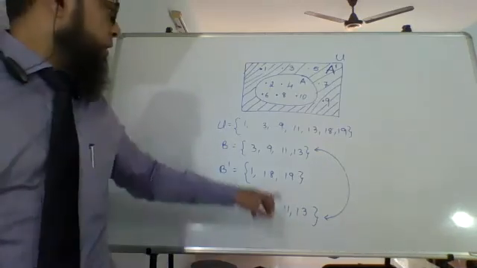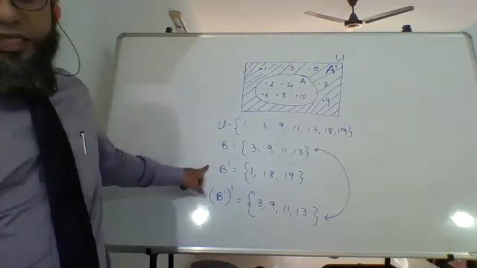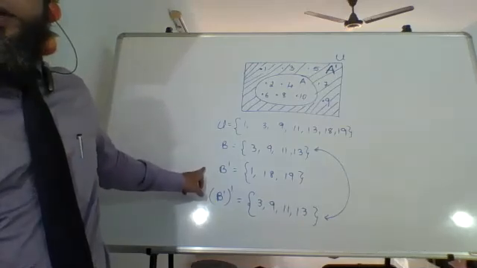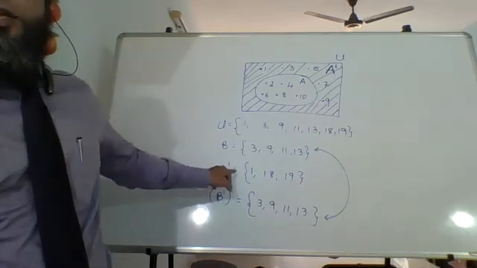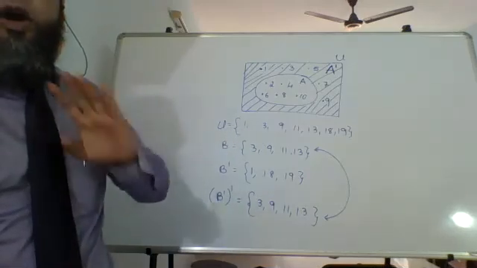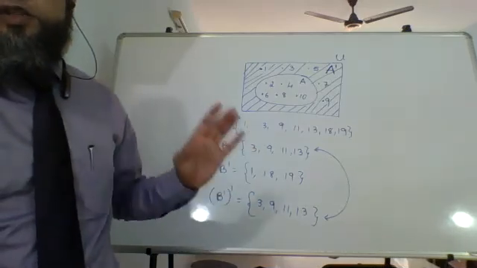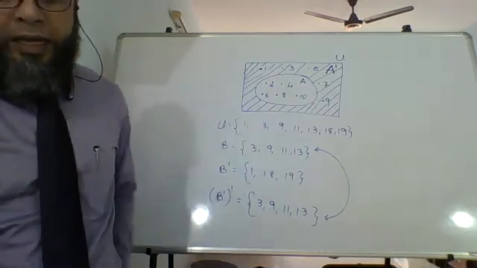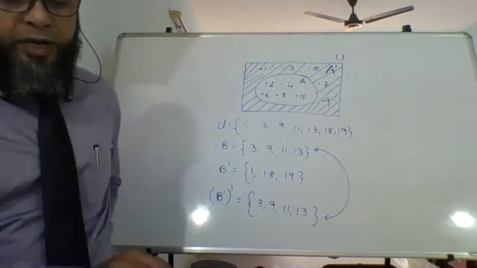You have also seen between B and B dash there is no common element. जो B में है वो B dash में नहीं है, जो B dash में है वो B में नहीं है. कोई भी एलिमेंट कॉमन नहीं है. There is no common element between A and A dash और B and B dash.